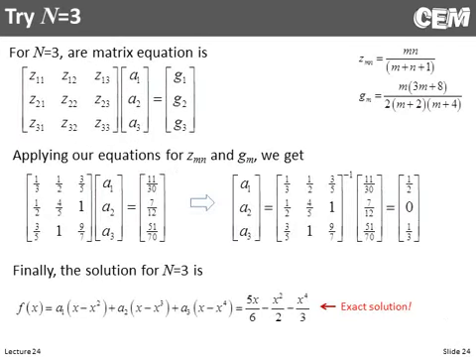Let's try 3. It turns out we still apply these same equations, we populate our matrix, and we get our unknown coefficients, and we have 1/2, 0, 1/3. Then we multiply those weights by our basis functions, and here's our answer. And we did it. That is our answer. So we did this with 3 terms, and we converged to the exact solution.